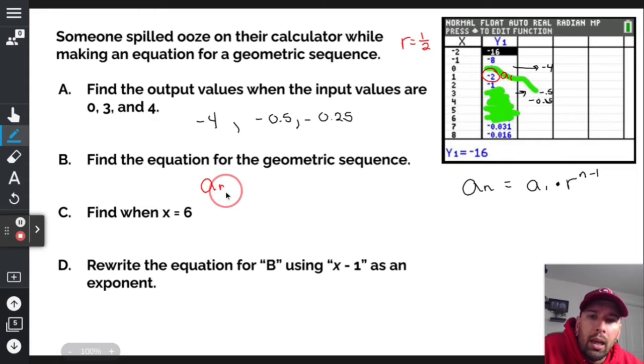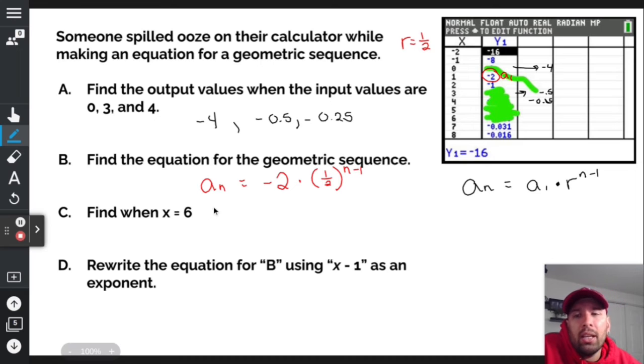A sub n equals the first term, which was negative 2, times r, which was a half. I like to wrap that in parentheses, even though it may not be necessary. So that dot's not really necessary. It's all good. To the n minus 1. Okay.